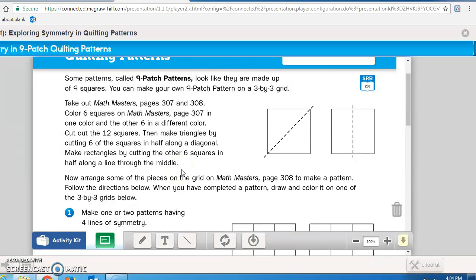So as you're doing these, do it one direction at a time. First, get out your Math Masters pages 307, 308 and color 6 squares on page 307 in one color. Pause the recording and do that.